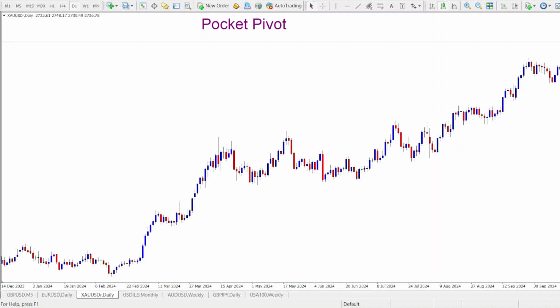Now, how do we actually spot a pocket pivot on a forex chart? First, we want to focus on the volume of the currency pair. Okay, the volume of the currency pair matters a lot. Now, we are currently on the XAU USD chart.